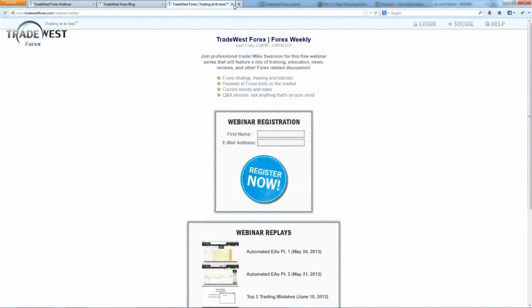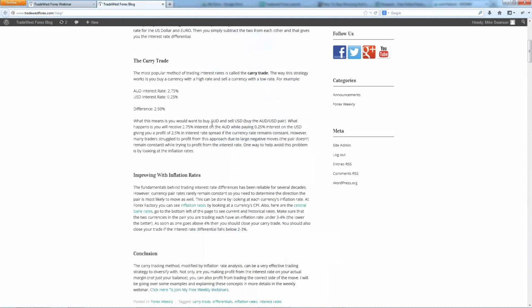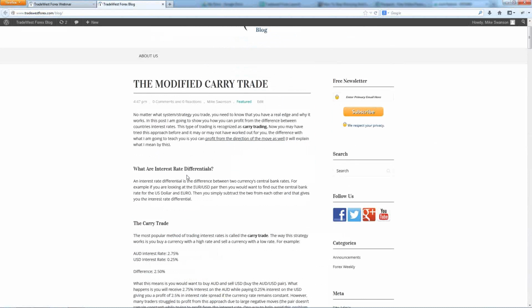Okay, so now let me just go ahead and explain to you what the interest rate differentials are. Simply what that means is we're comparing two currencies' central bank rates. So if you're looking at the euro dollar, for example, you would want to find the central bank rate for the euro and the central bank rate for the dollar, subtract them, and that gives you that differential. And I'll show you where you can find that.